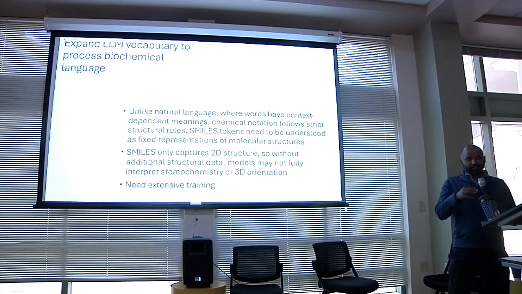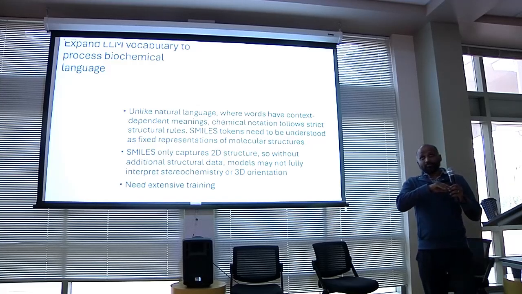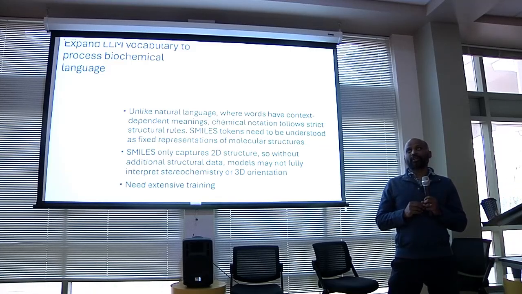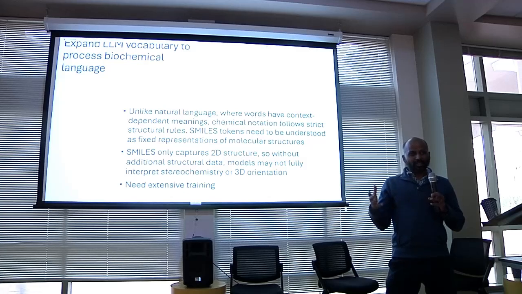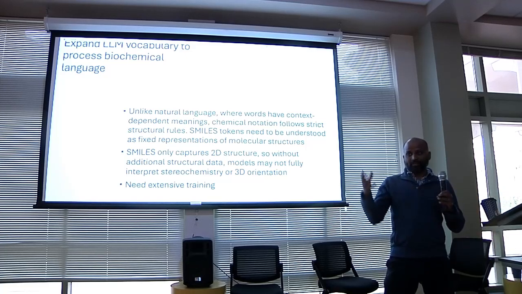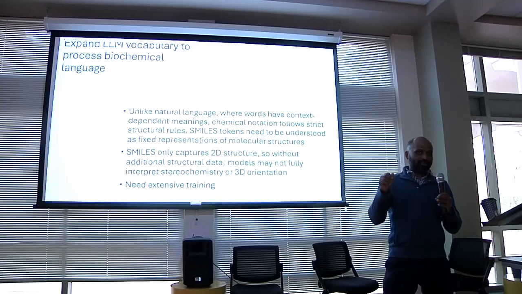Things like SMILES, which is one form of a compound structure, don't really represent a lot of other information that is needed. We need a compound structure or protein three-dimensional structure as input to the model so that we can model its function.